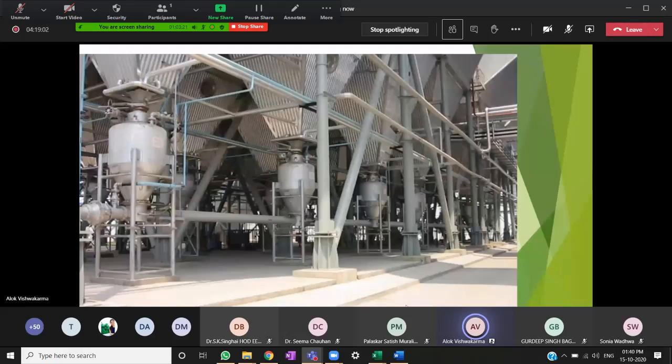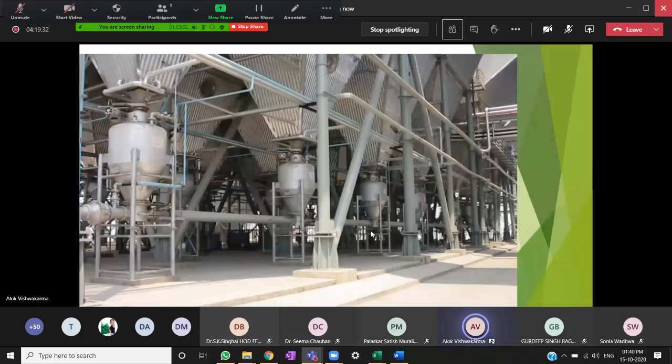Now you can visualize it. These are the hoppers. In the hoppers, we collect that ash, and these are ash pipelines. It is sucked through air and sent to other storage tanks for further discharge of all the ash.